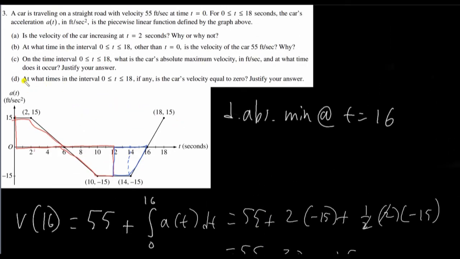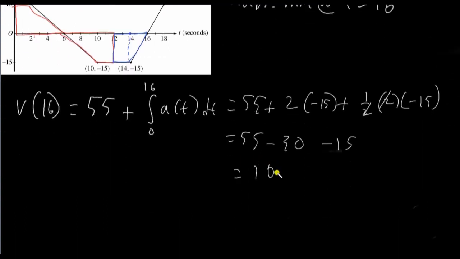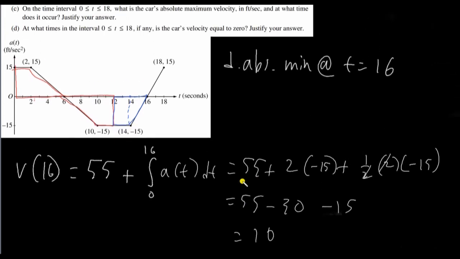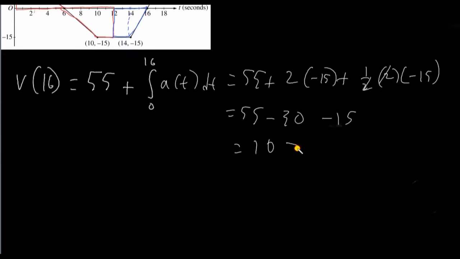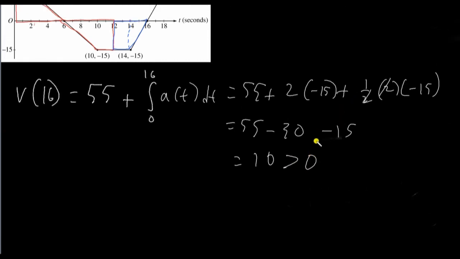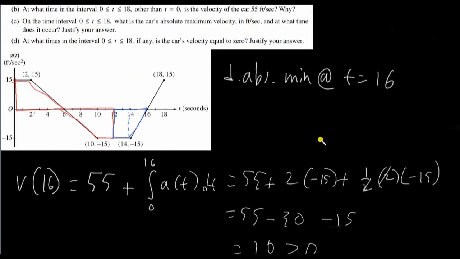So when the question asks, at what time is the velocity equal to 0? Well, we just said that it's never going to go lower than 10. So obviously it can never go to 0, right? So the answer is it'll never reach 0 because the absolute minimum, which is 10, is greater than 0. Therefore, from 0 is less than or equal to t is less than or equal to 18, the velocity will never equal 0. That's a justification.